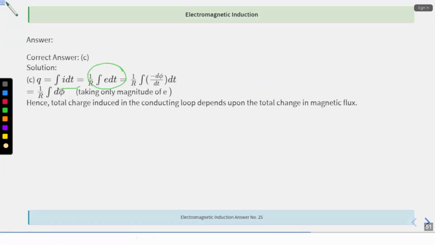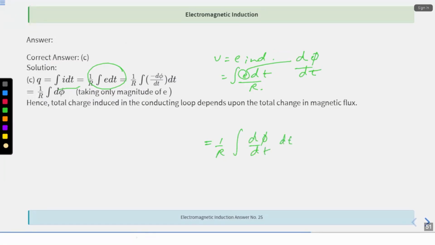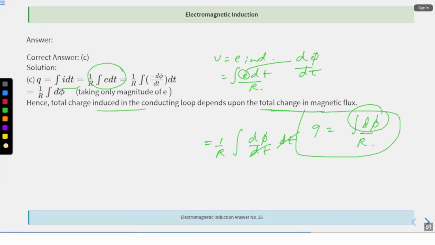Okay, so let's see here. Q is integration of I dt, which is V by R into dt, because V is given by E induced. So it would be integration of E dt by R, as shown here. E is again d phi by dt. So it would be 1 by R integration of d phi by dt into dt. So this and this will cancel, it will become integration of d phi by R. So charge Q is dependent upon integration of d phi, which is the total change in magnetic flux.